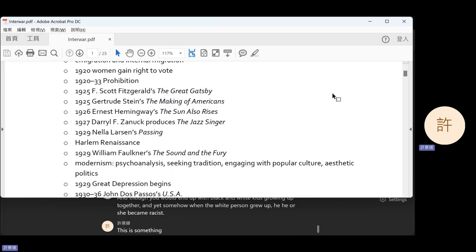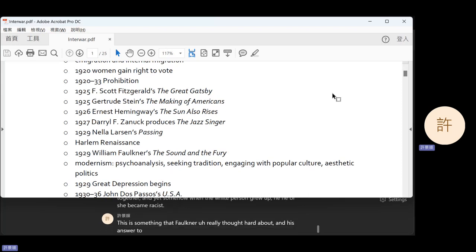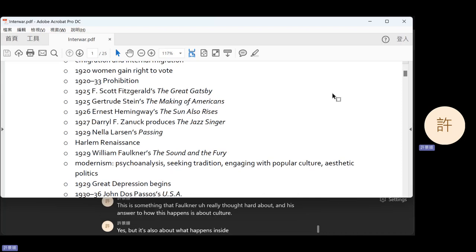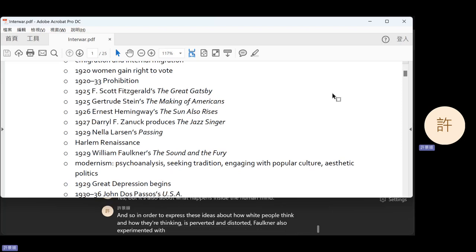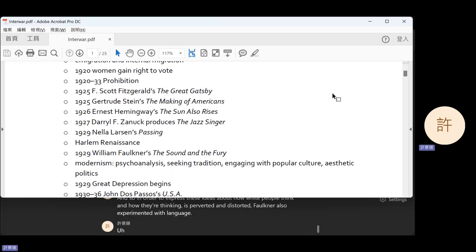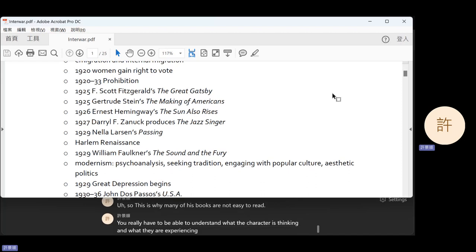This is something that Faulkner really thought hard about. And his answer to how this happens is about culture, yes, but it's also about what happens inside the human mind. And so in order to express these ideas about how white people think and how their thinking is perverted and distorted, Faulkner also experimented with language. So this is why many of his books are not easy to read. You really have to be able to understand what the character is thinking and what they're experiencing in order to understand why they are using this language in this way.